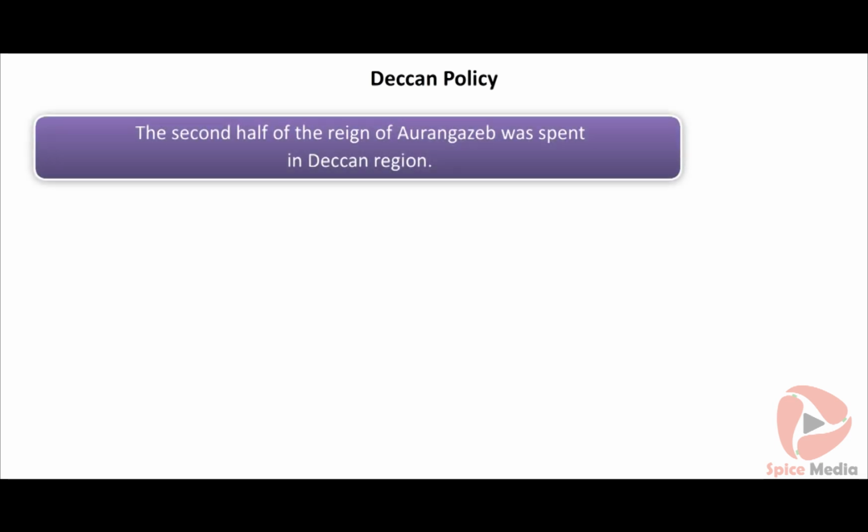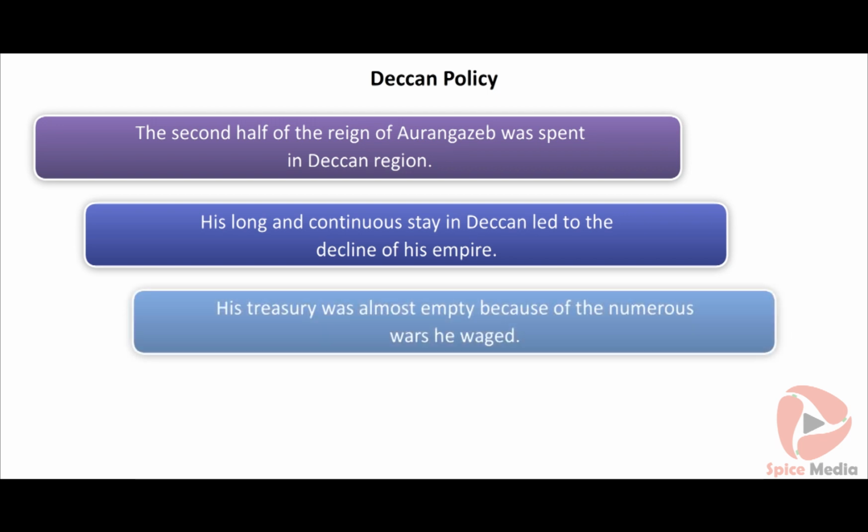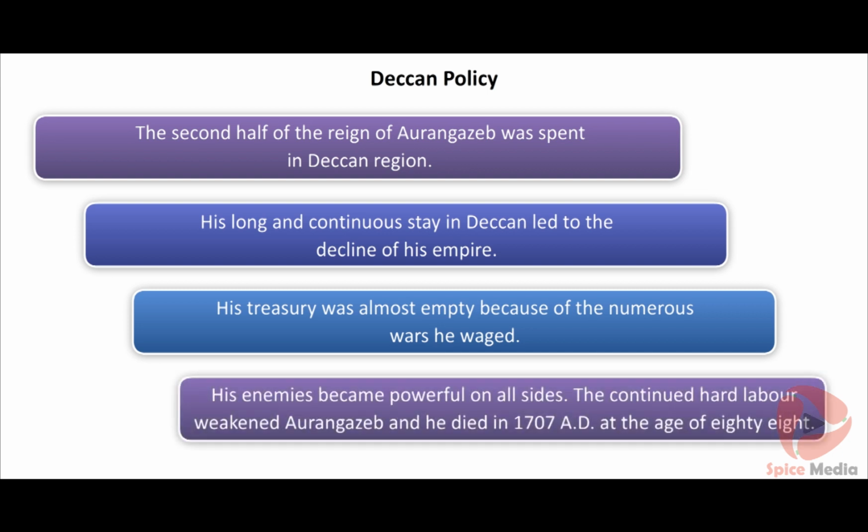The second half of the reign of Aurangzeb was spent in the Deccan region. He spent almost 25 years of his lifetime in Deccan. His long and continuous stay in Deccan deteriorated the administration, which led to the decline of his empire. His treasury was almost empty because of the numerous wars he waged. His enemies became powerful on all sides. The continued hard labor weakened Aurangzeb, and he died in 1707 AD at the age of 88.